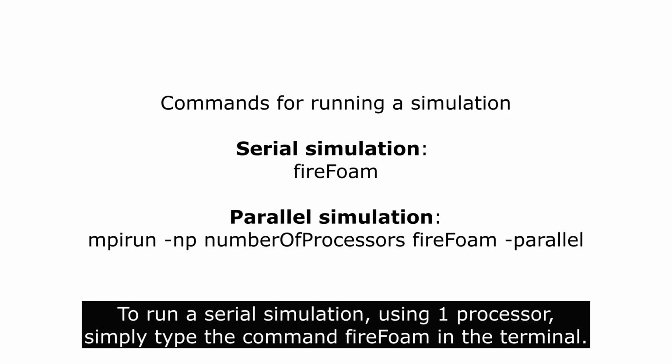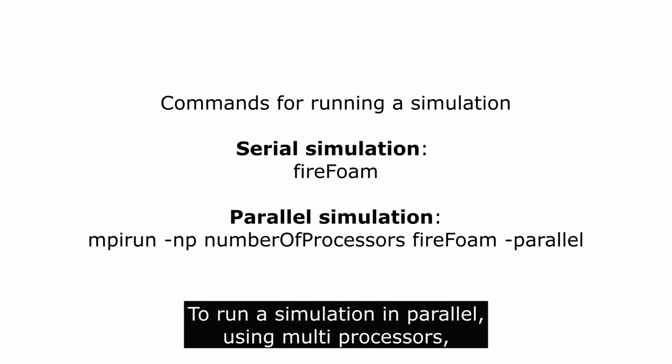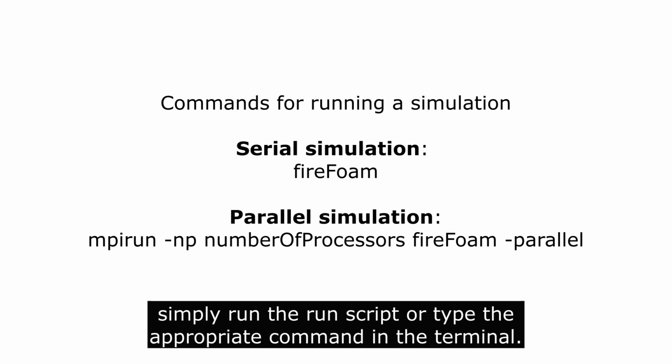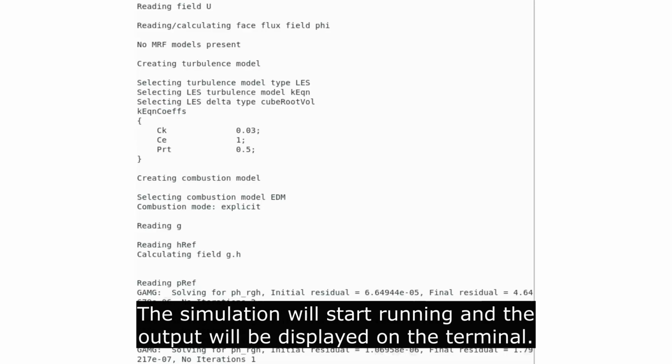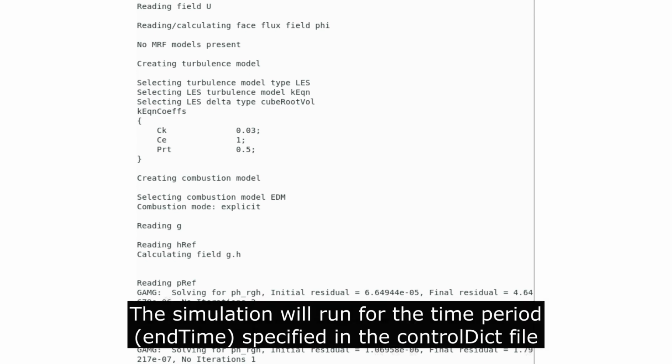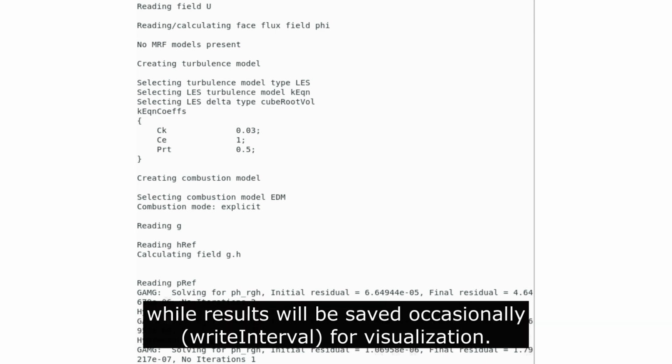To run a serial simulation using one processor, simply type the command fireFoam in the terminal. To run a simulation in parallel using multiple processors, simply run the run script or type the appropriate command in the terminal. The simulation will start running and the output will be displayed on the terminal. The simulation will run for the time period specified in the controlDict file, while results will be saved occasionally for visualization.